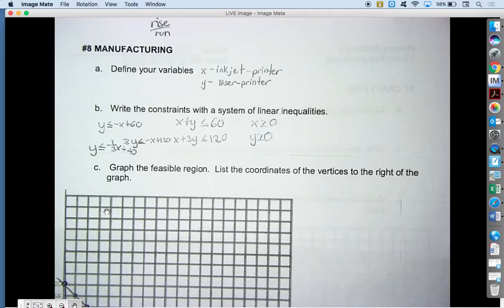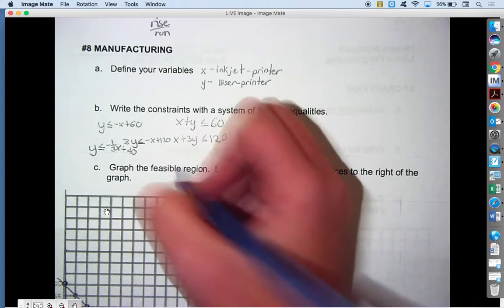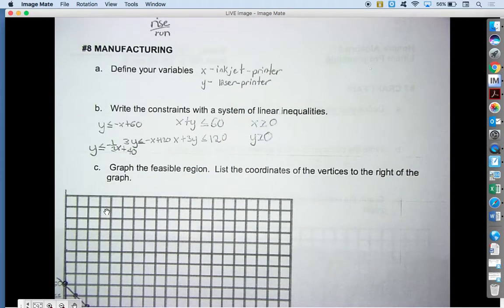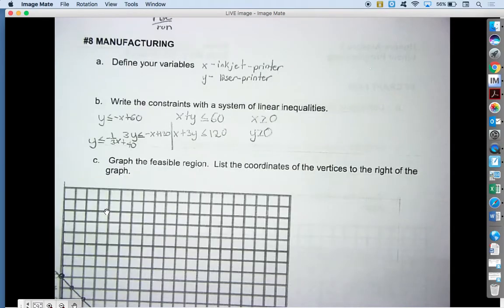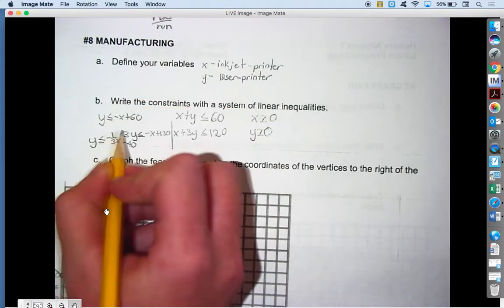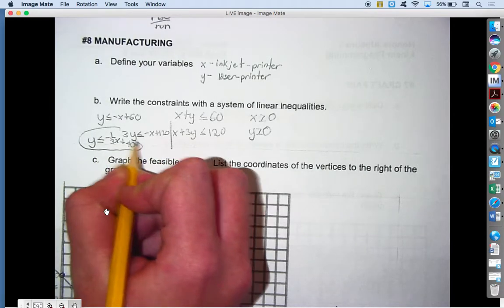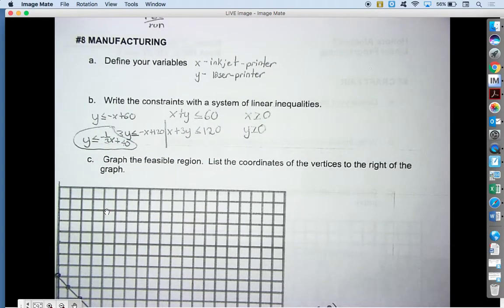I'm going to borrow your pen just so you can see this better. It's X plus 3Y is less than or equal to 120, which would be how it takes 3 more labor hours to make a laser printer than an inkjet printer, which would be Y is less than or equal to negative 1/3 X plus 40.